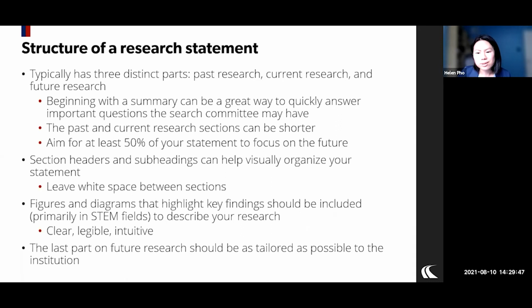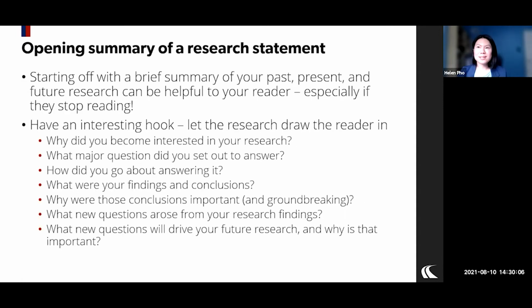How specific should the research needs be? Should I add preliminary data? Also a great question. I'm going to cover that. Definitely, I'm going to cover a lot of these questions, but they're all great questions. Keep them coming. All right, so I'm going to go back to the structure of this research statement.